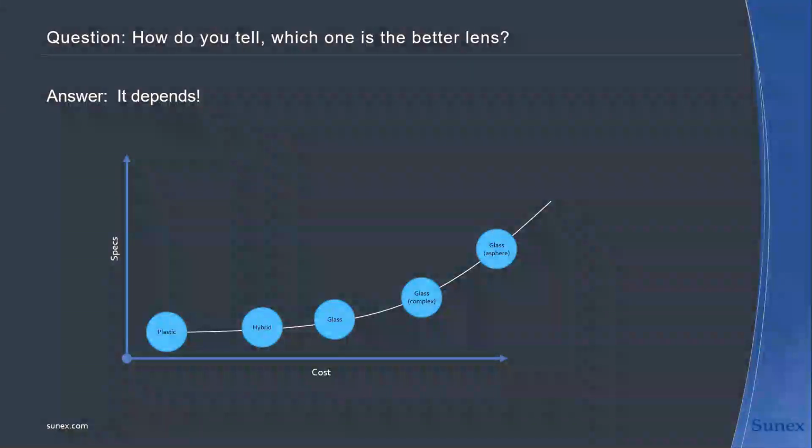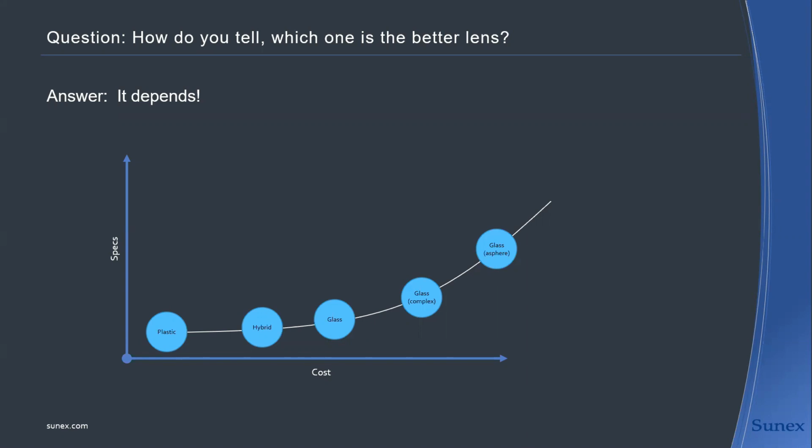If you take a little bit different view at the same question, quite often people associate performance and specs with cost, and quite often it transitions from being all plastic through hybrid lenses, glass lenses, and I've listed here complex glass. Let's assume that it's a glass lens with lots of elements in there, until we reach this point where we have an all glass lens that also has aspherical molded glass elements in there. So is that the view?